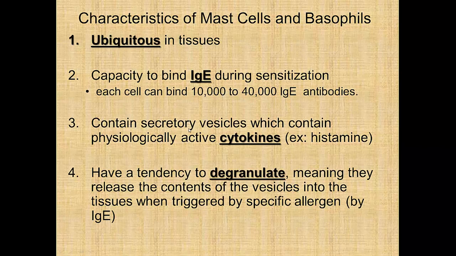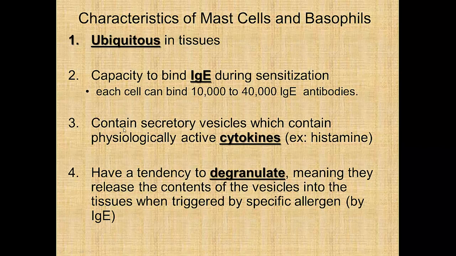They contain secretory vesicles, which release cytokines, the example being histamine. These are also referred to as granules. So there's granules and cytokines, kind of the same thing, basically just chemicals that they release. And then they have a tendency to degranulate, meaning they release the contents. They release the cytokines, like histamine. I don't know why they have to use different terms for the same thing. But granules, cytokines, the example being histamine, and degranulation just means the release of those primarily into the bloodstream, where they travel to the target organ.